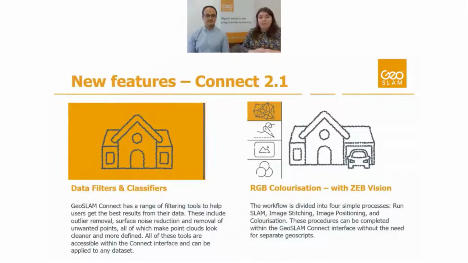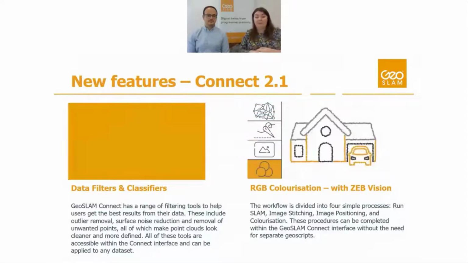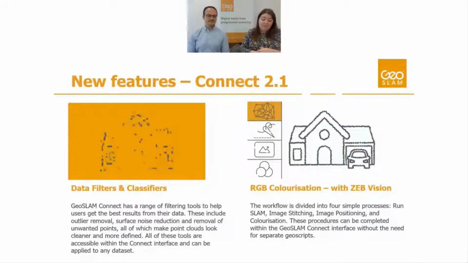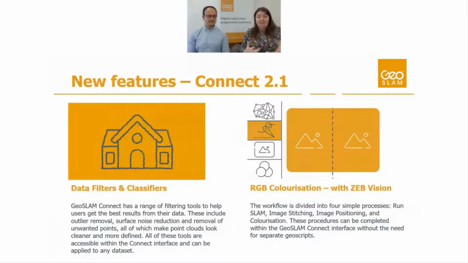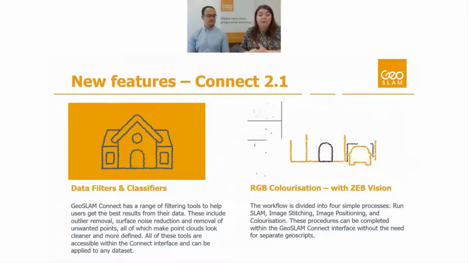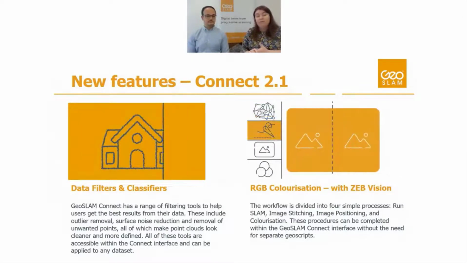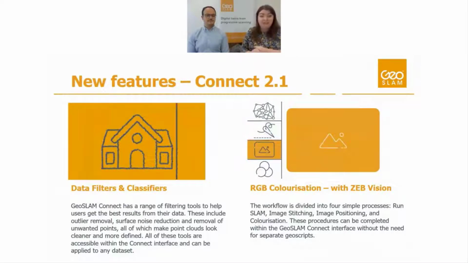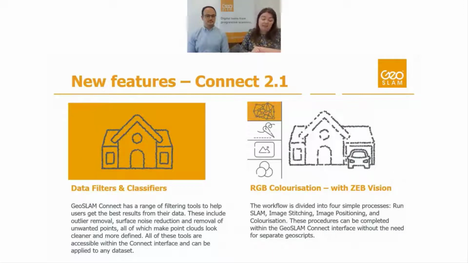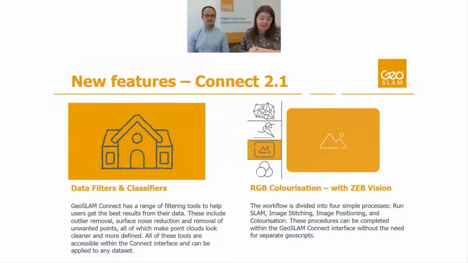So for Connect 2.1, this is our latest version of Connect. We have a couple of new features, which is really exciting. Data filters and classifiers. Obviously this is one of the newest features, which is a range of filtering tools. We already had smoothing within our workflow before, which is still included, but we now have 5 new data filters and classifiers to get you to the clean and decimated point cloud end.